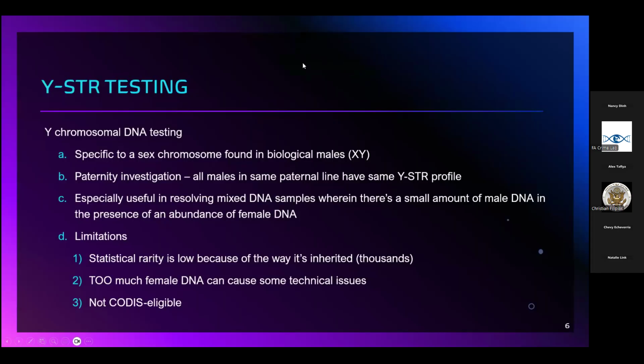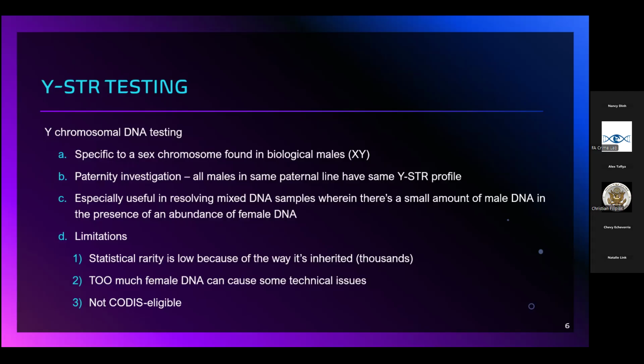So before I jump into this next case, I want to talk a little bit about YSTR testing. So YSTR testing, or Y chromosomal STR DNA testing, it's specific to sex chromosome. The DNA is specific to a sex chromosome found in biological males, which is the Y gene. It's useful in paternity investigations and missing persons cases as well.